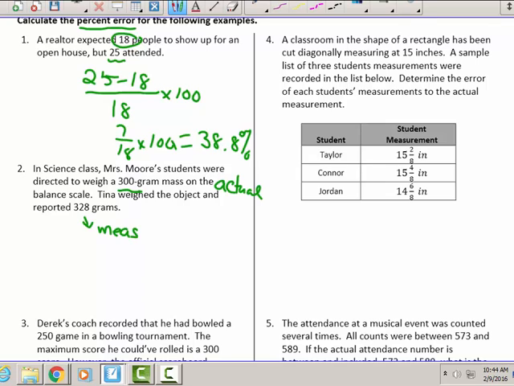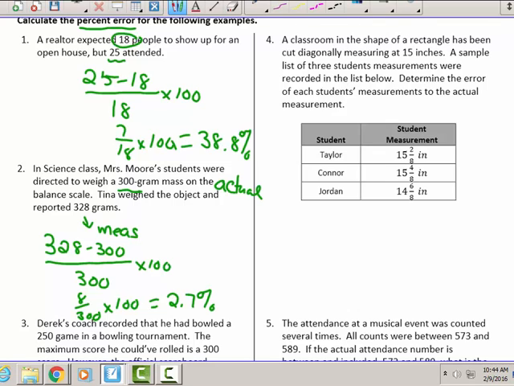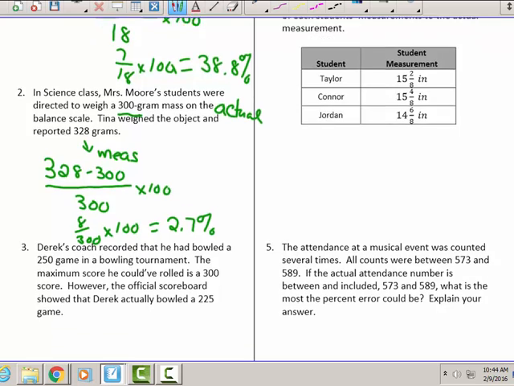All right, so let's go down here. So we want to, it doesn't say, but it says we're trying to figure out what our value is here. So we're going to do 328 minus 300. Right, so you're always subtracting them. You're comparing it to its actual times 100. So this is 8 over 300 times 100. So 8 divided by 300, times 100, is going to give me 2.7 if I round to the nearest tenth. 2.7%.